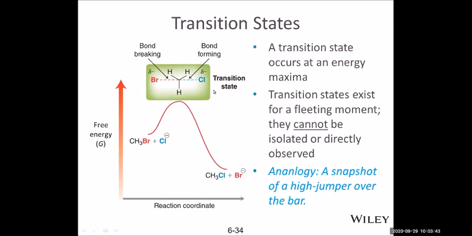This transition state is one of the highest energy spots. It's one of the energy maxima, because the molecule at this stage is not an octet. It has extra electrons. The transition state is a very brief moment, will not be stable, and is not observable. The analogy would be a high jumper right over the bar, reaching the highest energy position. That is the transition state.